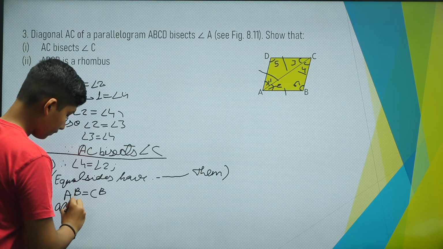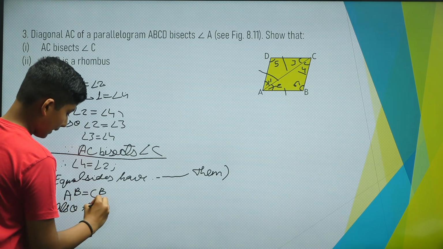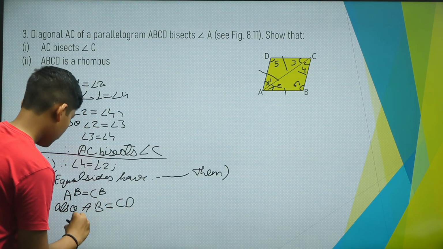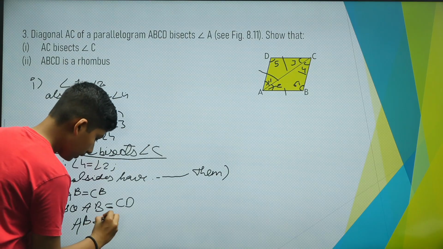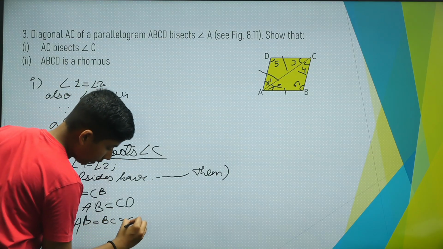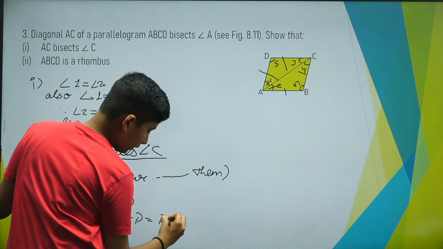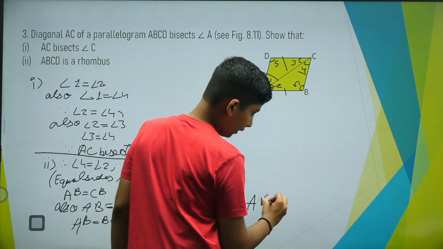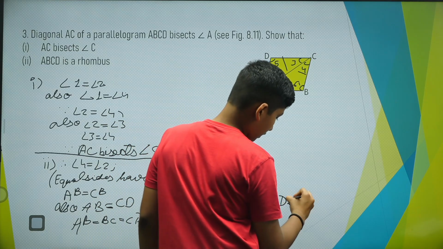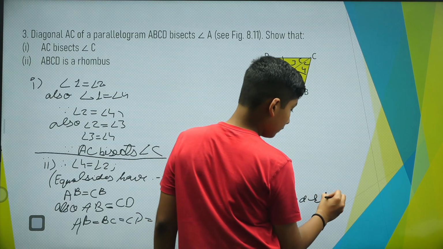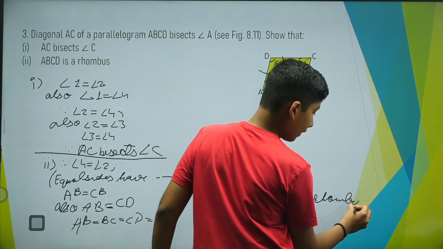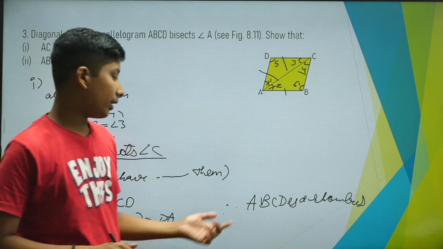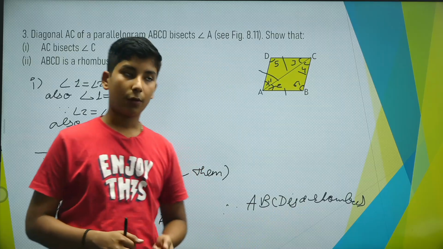Also AB equals CD, so AB equals BC equals CD equals DA. Therefore, ABCD is a rhombus. As you can all see, all the sides have been proved equal, so we can say that ABCD is a rhombus.